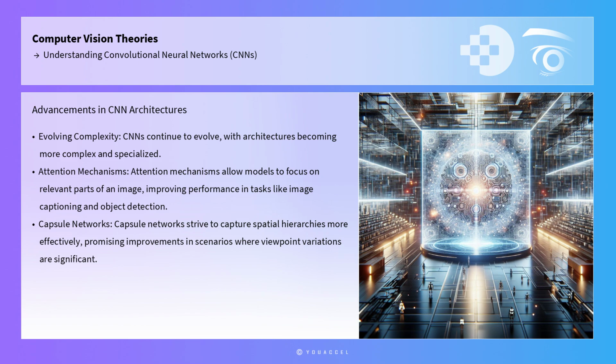CNNs continue to evolve, with architectures becoming more complex and specialized. Recent innovations, such as attention mechanisms and capsule networks, aim to address some of the limitations of traditional CNNs. Attention mechanisms, for instance, allow models to focus on relevant parts of an image, improving performance in tasks like image captioning and object detection. Capsule networks, on the other hand, strive to capture spatial hierarchies more effectively, promising improvements in scenarios where viewpoint variations are significant.